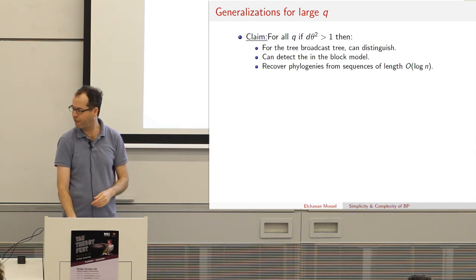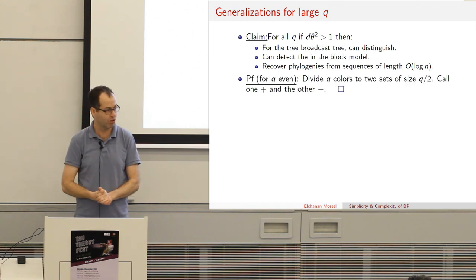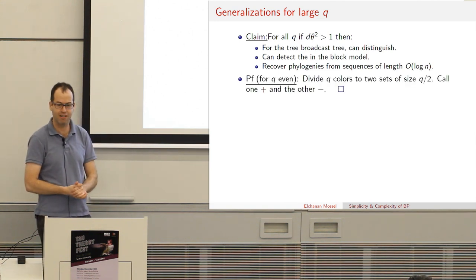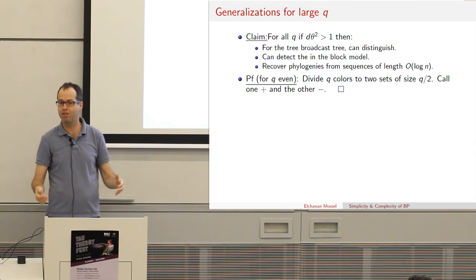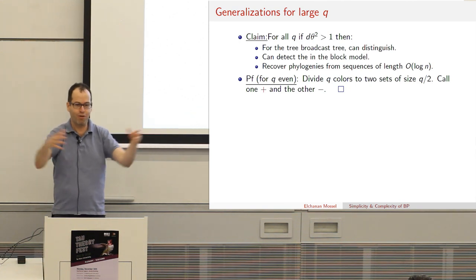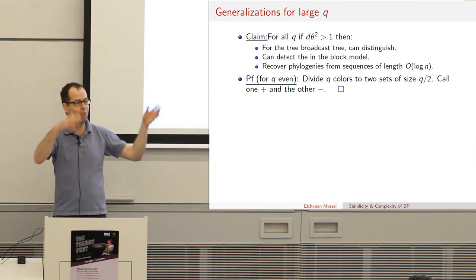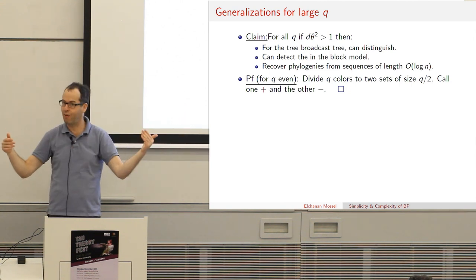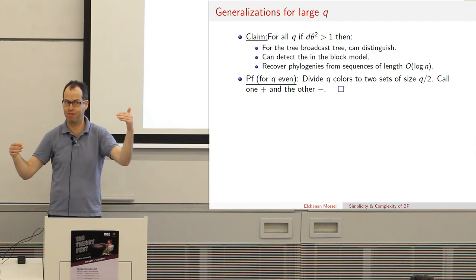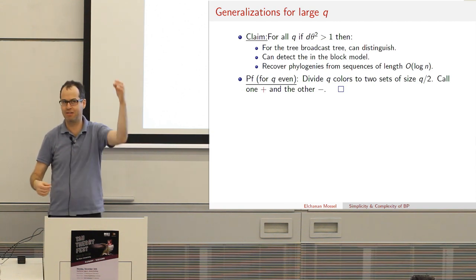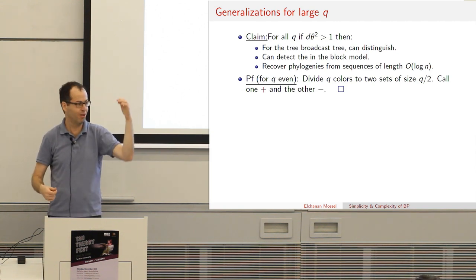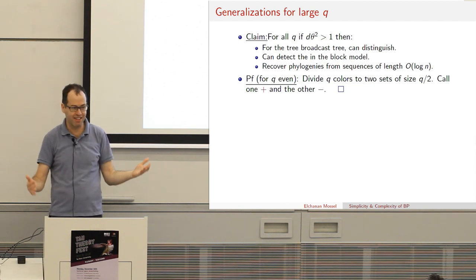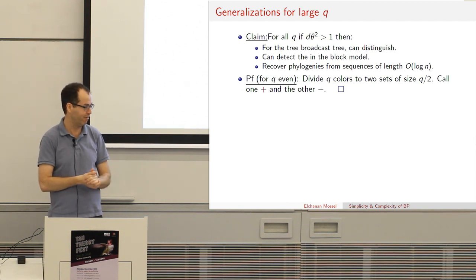And I'll just give you the proof in an easy case where q is even. It's a one-line proof. Q is 200 million. So I have 200 million colors. I'm going to call 100 million of them plus, 100 million of them minus. In the broadcast process from plus and minus, I'm going to copy with probability theta, and randomize otherwise. Everything that I knew before, I can do now just by this trivial reduction.